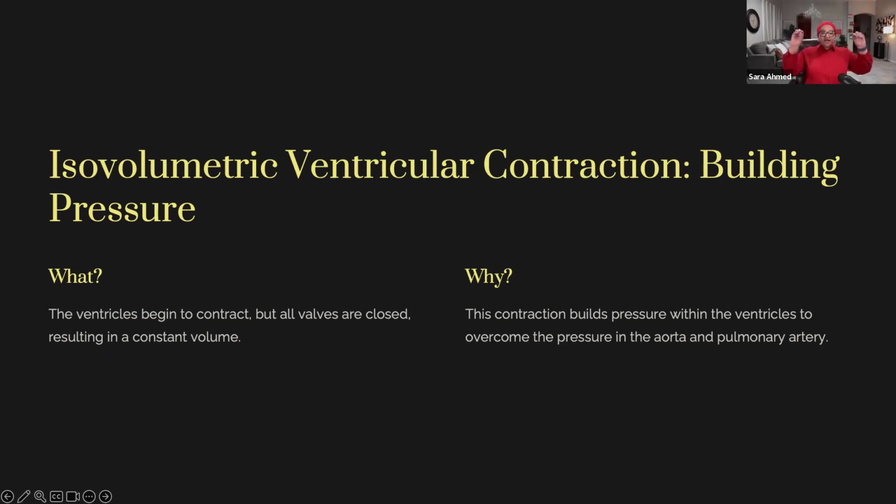All these valves are closed, and at the same time the ventricle is starting to contract, and contraction builds pressure. So we are building pressure, but nothing is moving, nothing is flowing. The volume is static. That's why it's called isovolumetric, meaning the same volume contraction.